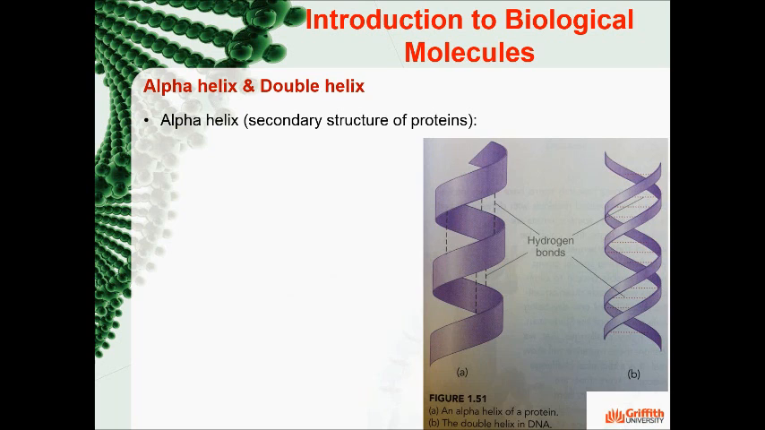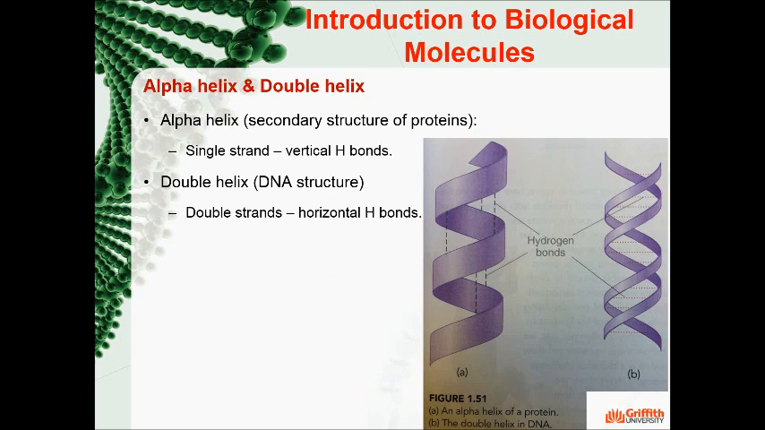An alpha helix is one type of the protein's secondary structure. It consists of a single strand which is stabilized by vertical hydrogen bonds. The double helix forms the DNA structure, and there are two strands which are stabilized by horizontal hydrogen bonds.